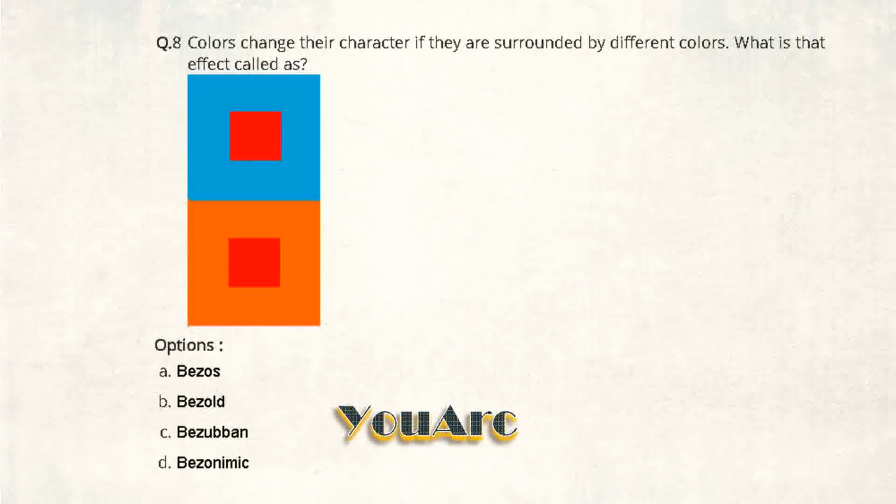Colors change their character if they are surrounded by different colors. Okay, so here we have to note down the keyword: color changing, because of the surrounding different colors. We can see this red a little bright and this red a little dull. It is because of what effect? We already saw it, the dissolved effect.